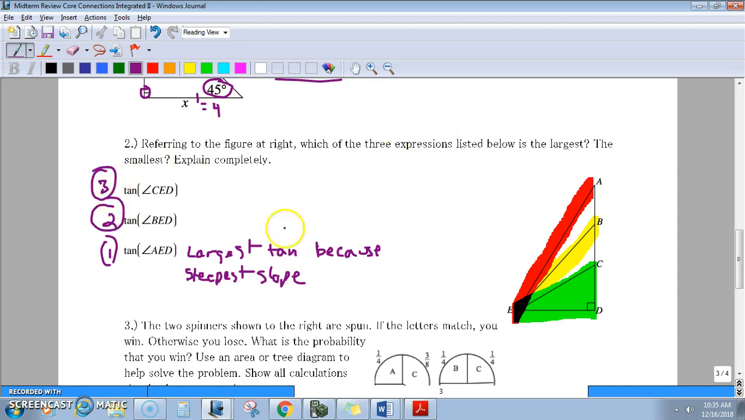So just explain it in words like I did. This is not enough words. Just turn it into a couple of sentences.